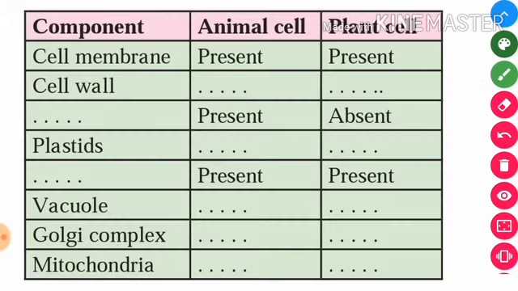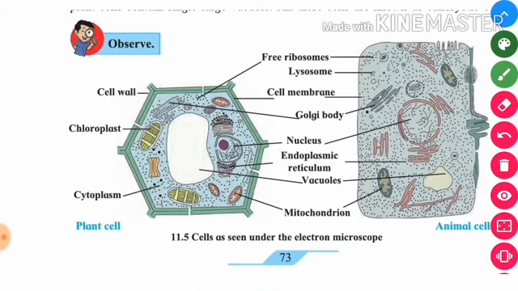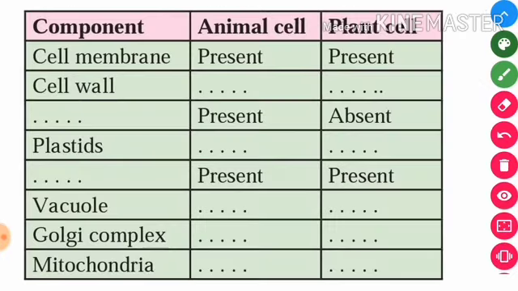Then Golgi complex is also present in both cells. Then mitochondria is the powerhouse of the cell, which is also present in both cells. So we have completed this chart. You may write it by pausing the video. You can revise this video for writing your chart.